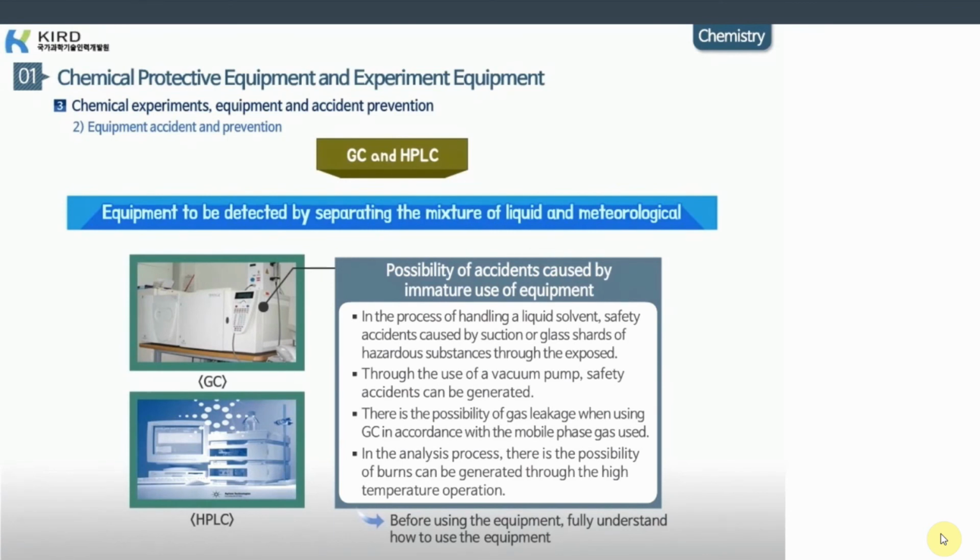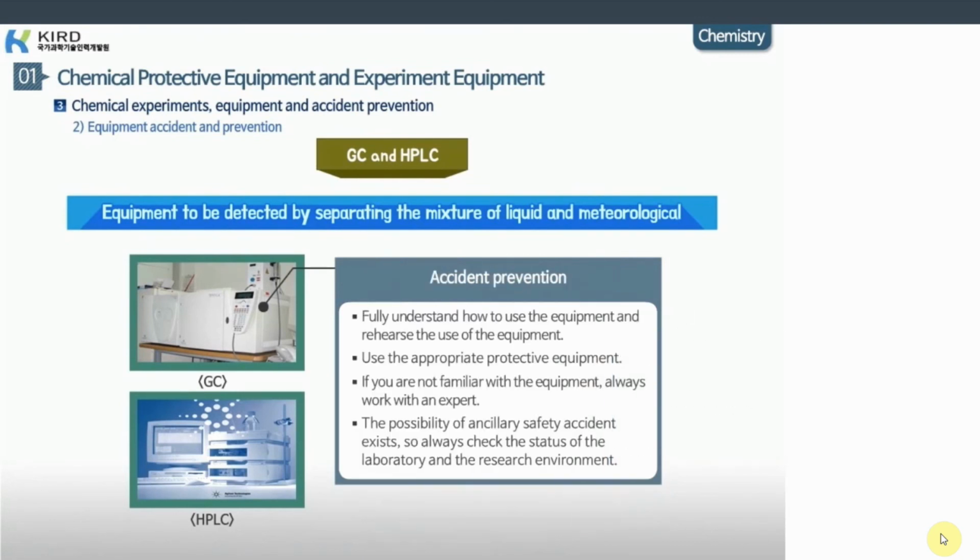There is the possibility of gas leakage when using GC, in accordance with the mobile phase gas used. In the analysis process, there is a possibility of burns through the high temperature operation. To prevent an accident, fully understand how to use the equipment and rehearse the use of the equipment, and use appropriate protective equipment. If you're not familiar with the equipment, always work with an expert. The possibility of an ancillary safety accident exists, so always check the status of the laboratory and the research environment.